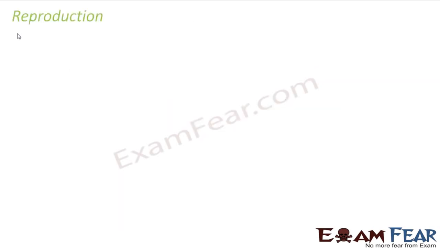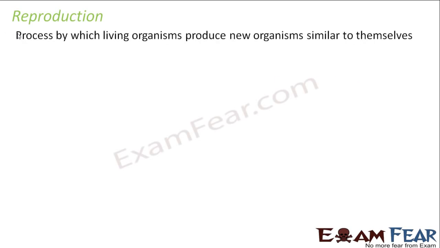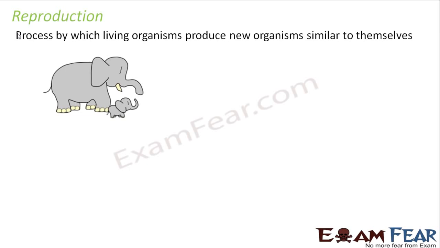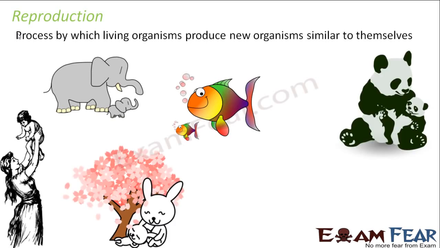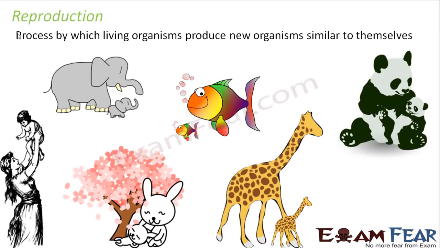Let us now talk about the next characteristic, that is reproduction. Reproduction is the process by which living organisms produce new organisms similar to themselves, giving birth to young ones which look similar. A baby elephant will look very similar to an elephant, and it will not look like a lion or a tiger or a human being, right? Similarly, a human baby will look so similar to a human being. Not only that, it will look even more similar to its parents. The same is true for all the different living organisms. Their offspring look very similar to them. So that is the process of reproduction.